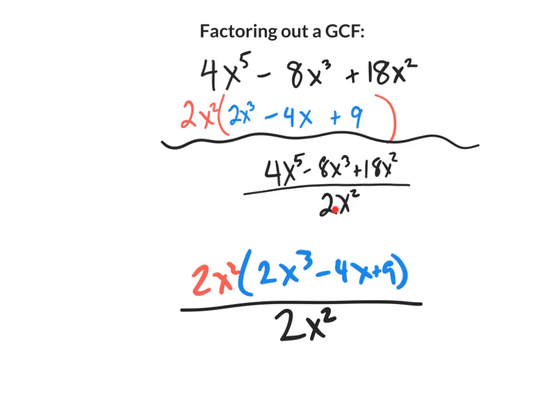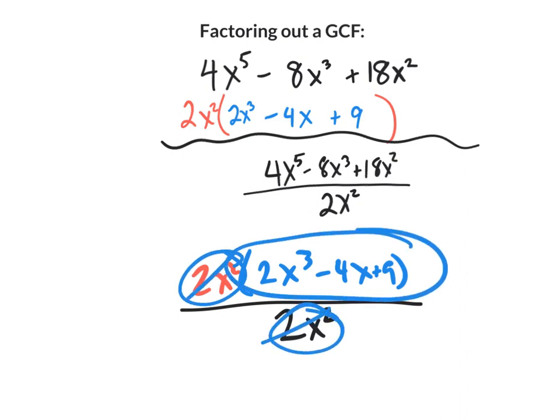Up here, you were not able to cancel because there was addition and subtraction. Now, you're probably thinking, well, there's addition and subtraction in here. Yeah, that's true. But what do we really have here? We have something multiplied by something else. A monomial multiplied by a trinomial. And you're canceling out this entire monomial with that entire monomial. So this guy cancels out with this guy. And there's your final answer, 2x to the 3rd minus 4x plus 9.